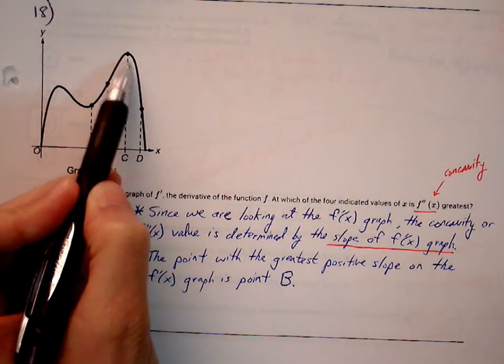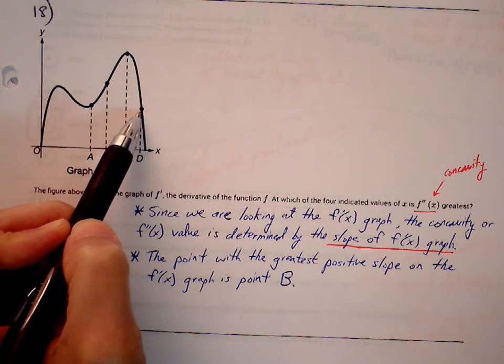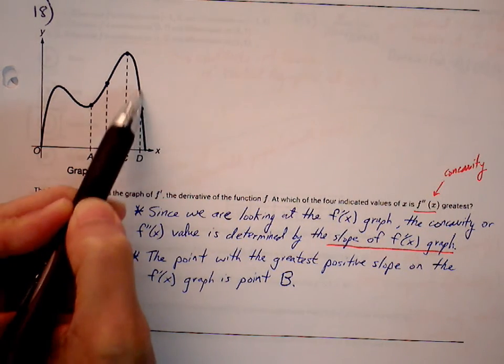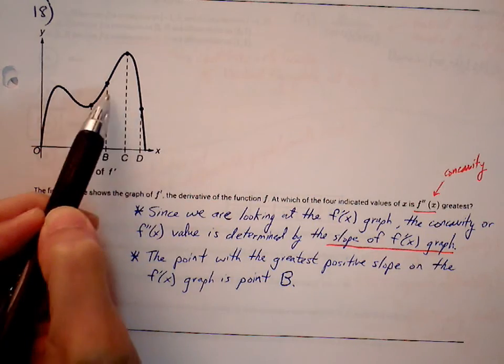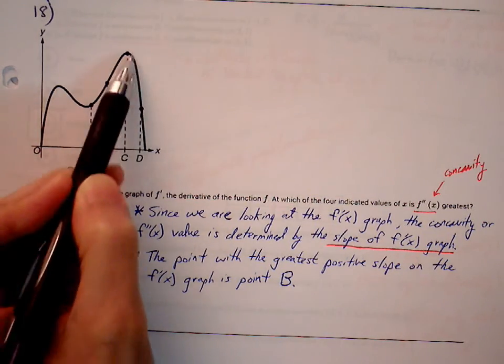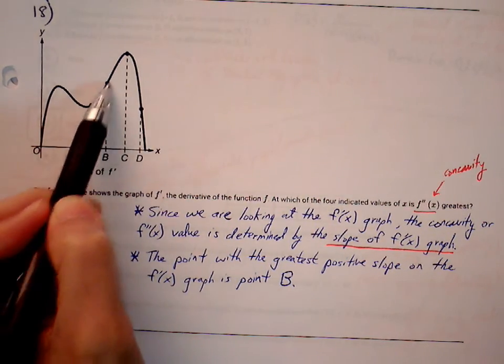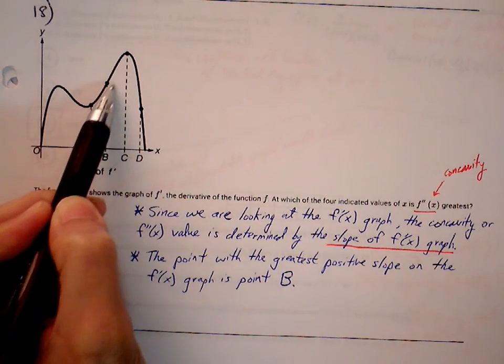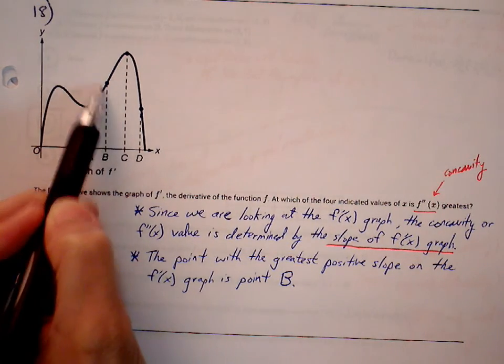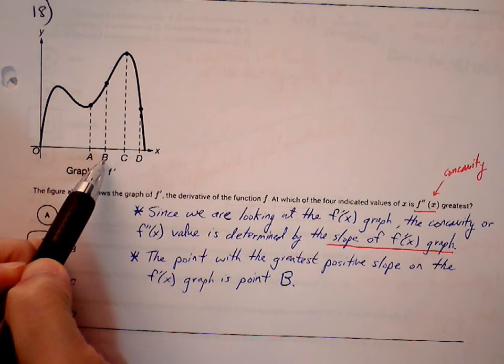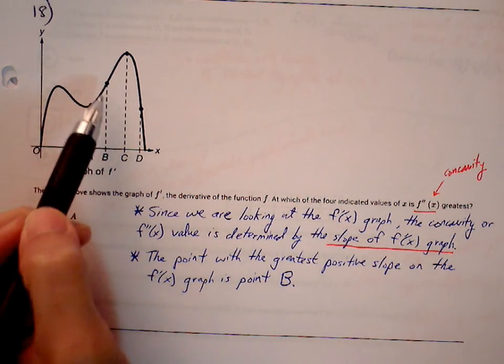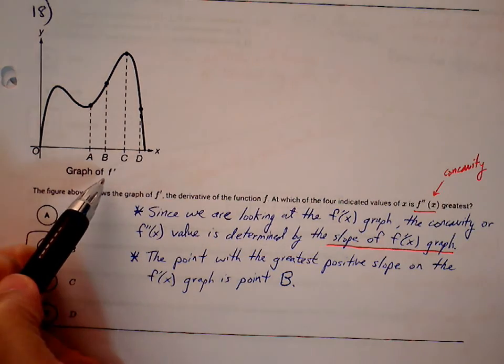That's a slope of 0, and that's a really steep slope in the negative direction, right? That's a negative, maybe negative 5 or negative 6. Either way, the only positive slopes that we're dealing with are these two, and this is obviously a greater positive value than this one. So basically, point B has the greatest positive slope, so it must be the point with the greatest concavity because we're looking at our f prime graph.